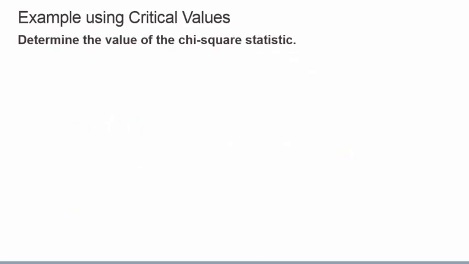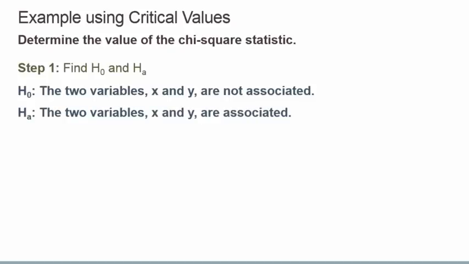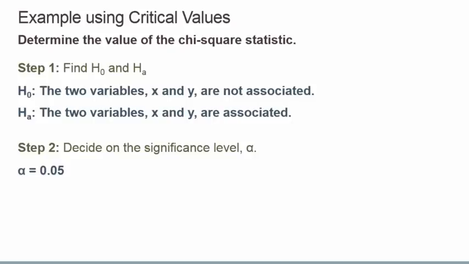Next, we want to determine the value of the chi-squared statistic. Step 1, find H sub 0 and H sub a. H sub 0, the two variables x and y are not associated. H sub a, the two variables x and y are associated. Step 2, decide on the significance level alpha. We were told alpha is 0.05.